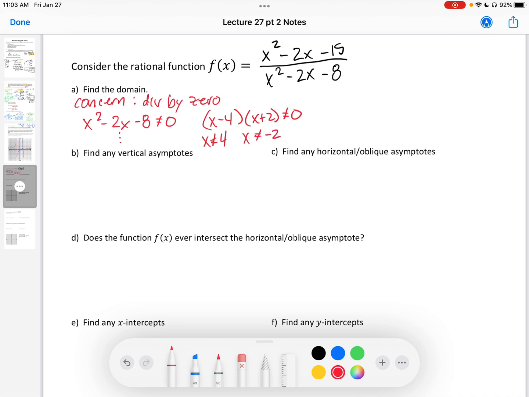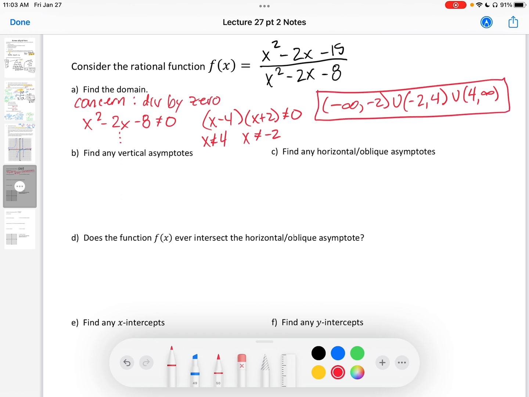Okay, now I want to make sure that I write this in my interval notation. So we'd go negative infinity to negative 2 in union with, ooh, that looks like a square bracket. It's not supposed to be square, sorry. In union with negative 2 to 4 in union with 4 to infinity. Okay, so that is my domain.